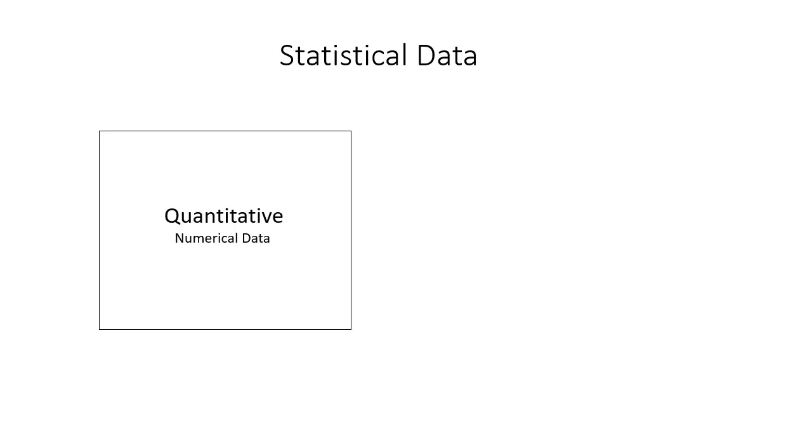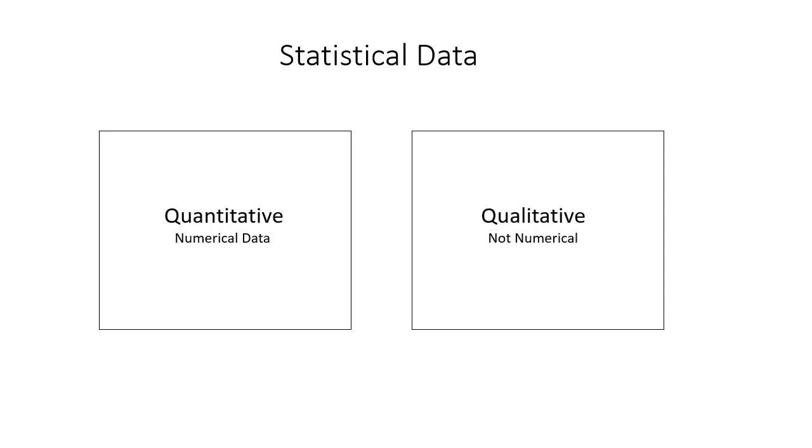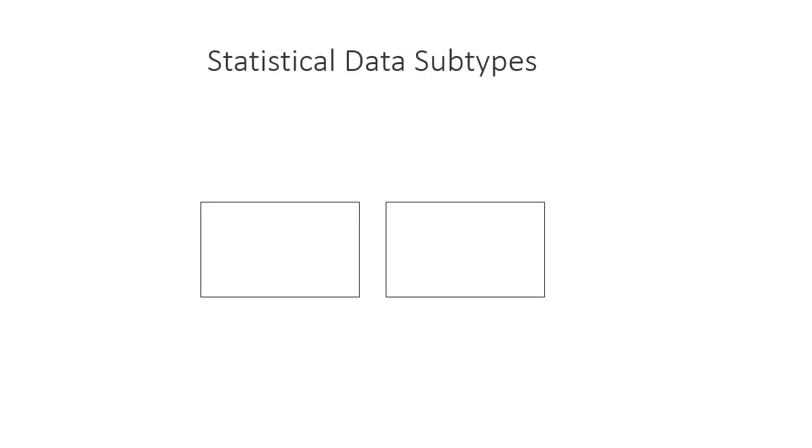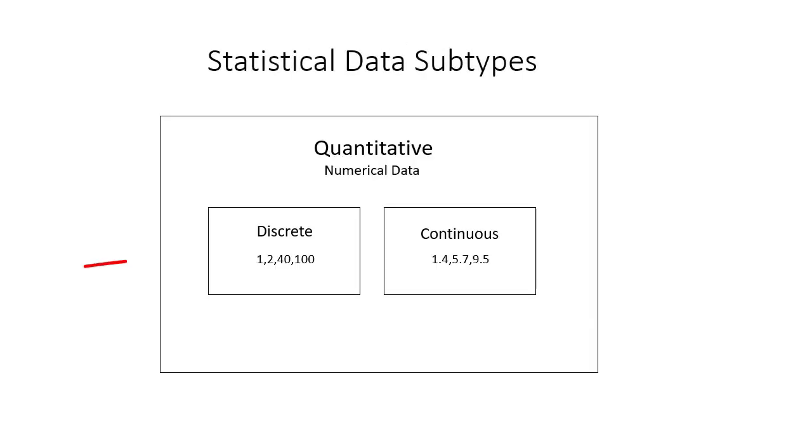If your data is numerical, you have quantitative data. If your data is not numerical, you have qualitative data. Qualitative data is often referred to as categorical data. Within quantitative data, there are subtypes of data. The first type is discrete data. These are whole numbers that can't be divided. An example of discrete data is the number of people in a classroom. For example, you can't have 19.5 students in a classroom.